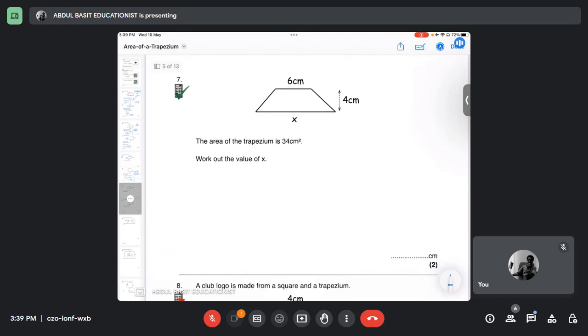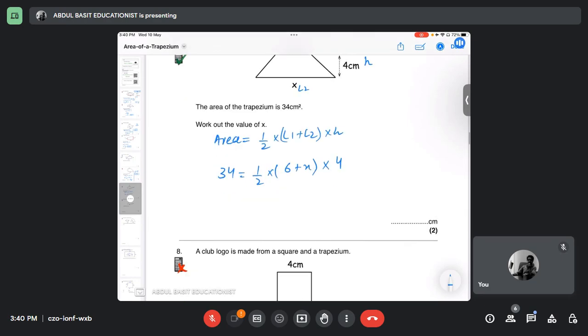All right. In this question, L1 is given, L2 is missing. So we have the same question, but a different unknown. 1 by 2 into L1 plus L2 into height. We can see that this is my L1, this might be L2, and that is the height. Area is already given, which is 34. 1 by 2 into L1, which is 6, plus x, and the height is 4. So now we have to use our mathematical skills.